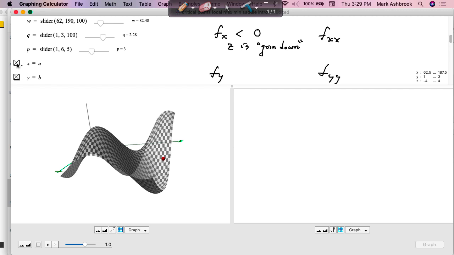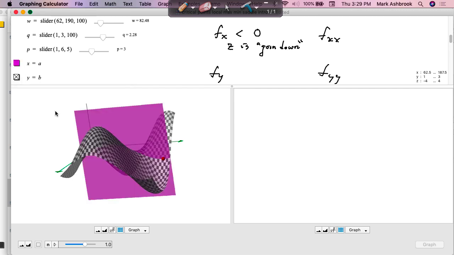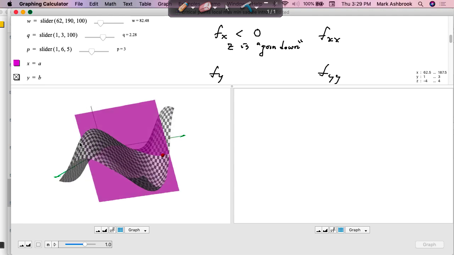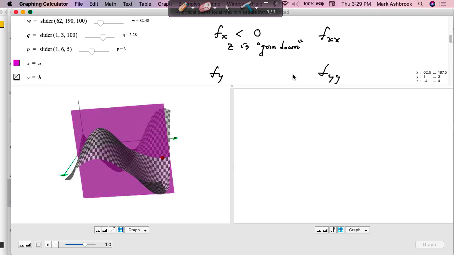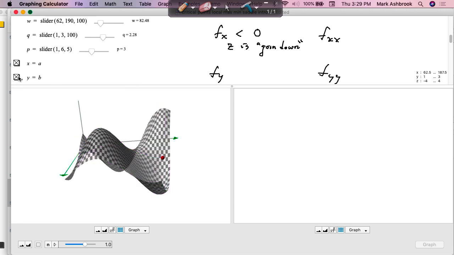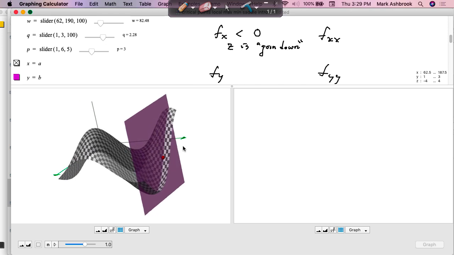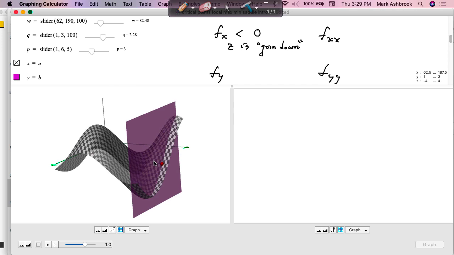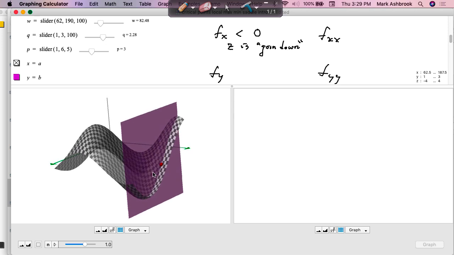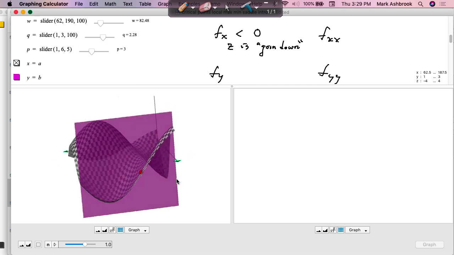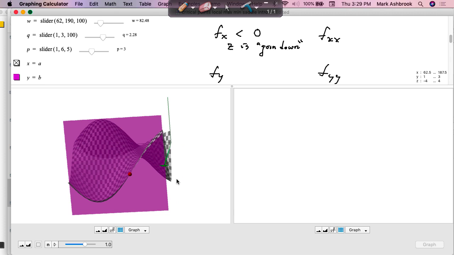To see fxx? Is that going to help me see fxx? Yeah, we're going to do this one now. So we're going to need this one. This is going to help us with fxx. There's a little bit of a curve there. There we go. That's better.